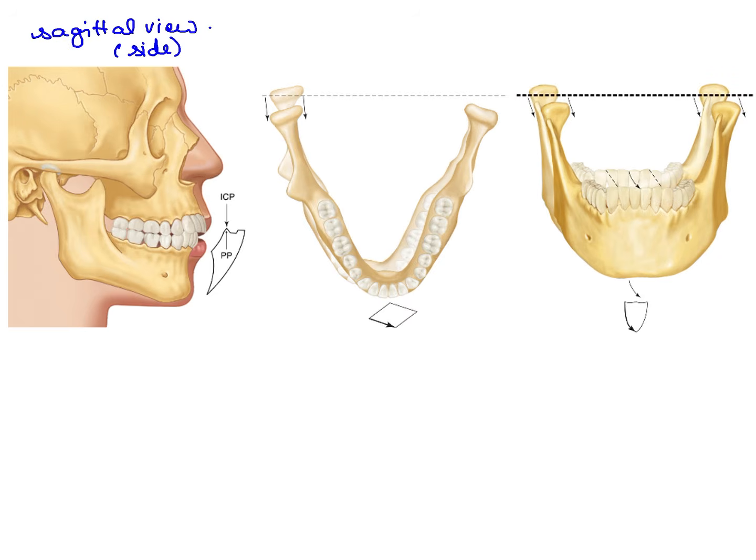The next view is called the horizontal plane, the horizontal view. That means from the top. So if you section the head at the level of mandible and see something from the top, you'll be able to see the mandible like this. And then the third view is called the frontal view, or the vertical view, which is from the front. If you see the mandibular movement from the front, you will be able to see this kind of a movement. Now each of them are accompanied by a small image which you can see underneath.